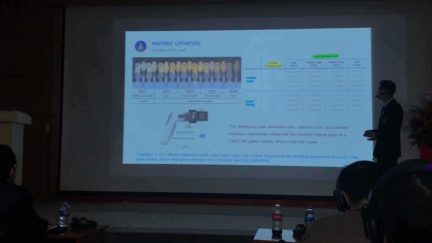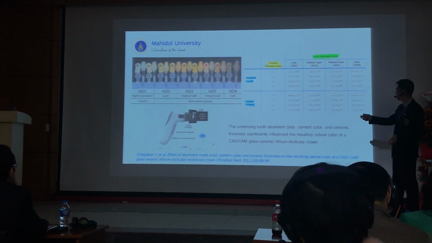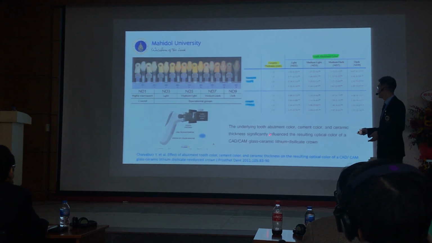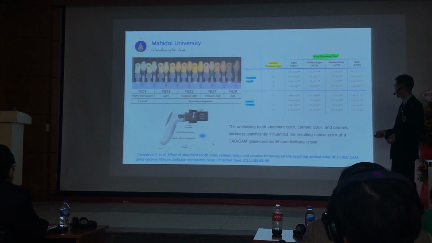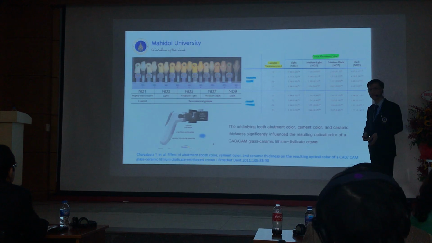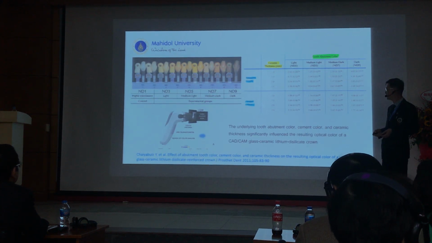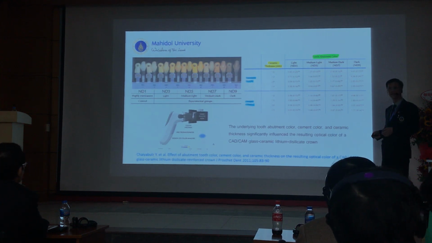And there are studies trying to find the effect of the cement color and the thickness of the ceramic. They found that two factors, cement color and ceramic thickness, affect the resulting color, the final color of the restoration. So you have to be careful when you make an anterior restoration. You have to consider the color of the tooth structure, the color of the cement, and the thickness of the ceramic as well.